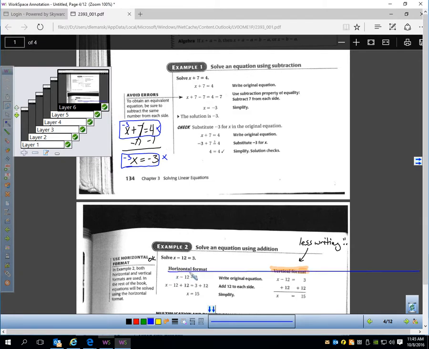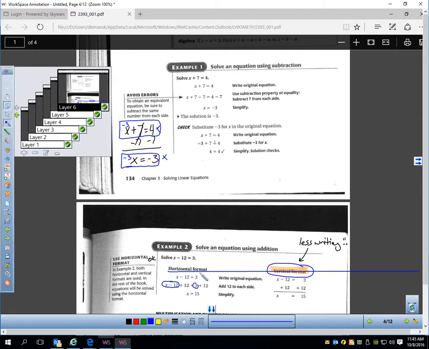Do you notice in the horizontal format that you wrote the problem, you had to rewrite the entire problem here, and then show that you're adding 12 to each side to get that same answer of 15. Where here, you just wrote the problem, put plus 12 on each side, and you get 15 right away. There's less writing using the vertical format. That's what I would encourage you to do.